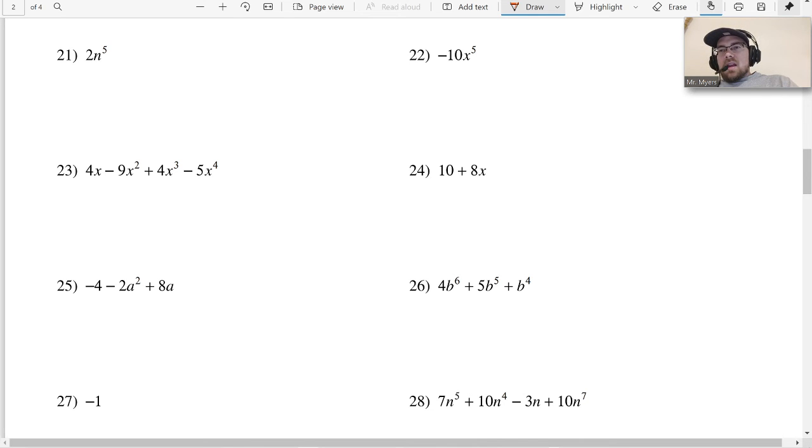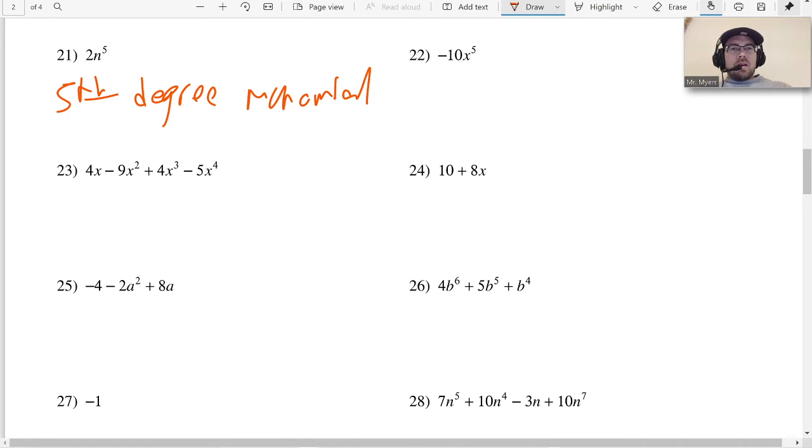Alright, this is a fifth degree monomial. Sorry, my handwriting's a little sloppy here. This one is a fifth degree monomial as well. So I'm just going to draw an arrow to it. They're both fifth degree monomials.